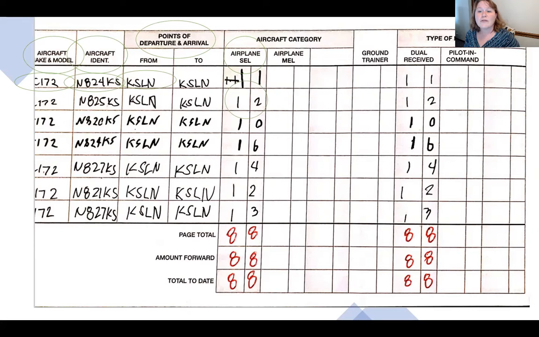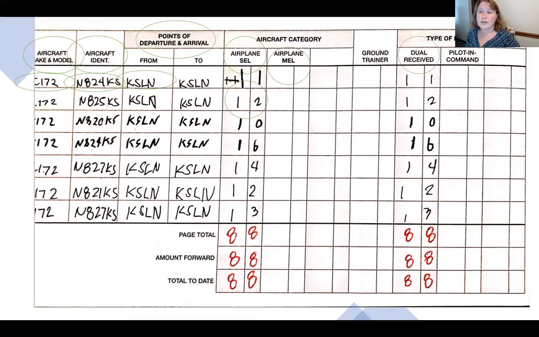Next, you have the number of hours spent in this aircraft. So this pilot flew for 1.2 hours, or 1 hour and 2/10 of an hour. So that would be 12 minutes. So 1 hour and 12 minutes. The next category, which our pilot did not use, was the airplane multiple engine over land. So this pilot did not get to fly in a multiple engine plane.